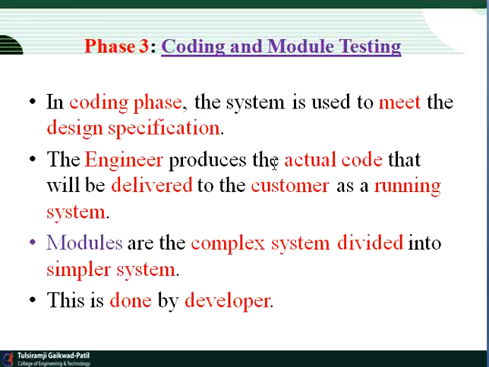After that, the third phase is coding and module testing. In the coding phase, the system is built to meet the design specification. When we design a software system, we now have to implement that software for utilization, meaning the engineer will do the coding behind the software to make our system run. That is, the engineer produces the actual code that will be delivered to the customer as a running system.